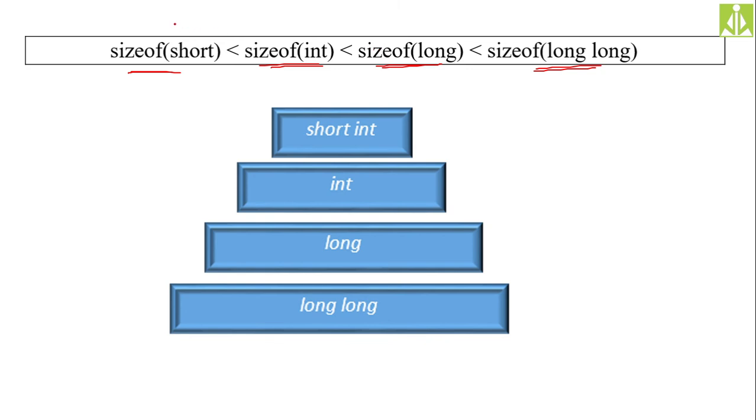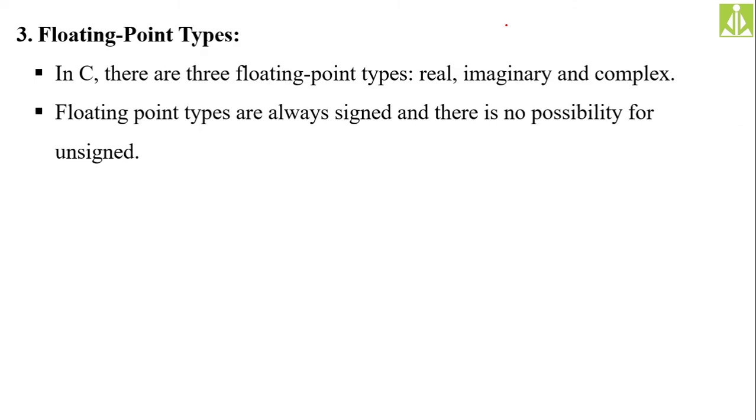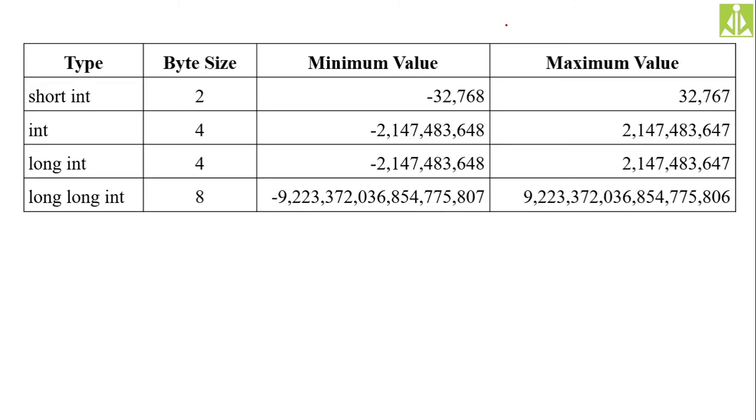Likewise, they will come in a sequence. Smaller compared to this, smaller, and this is the largest one. Signed and unsigned integers also we have. About them we will discuss very soon. This is the number of bytes that a particular data type will give, and this is the size, I mean the maximum and minimum value that you can store.